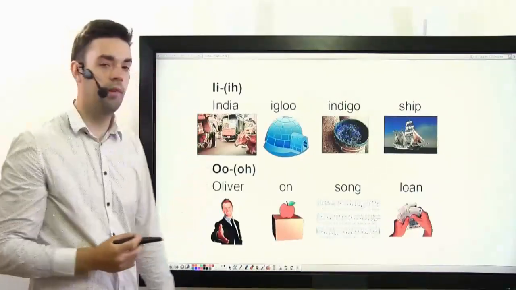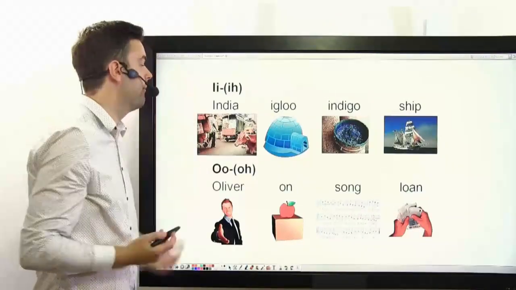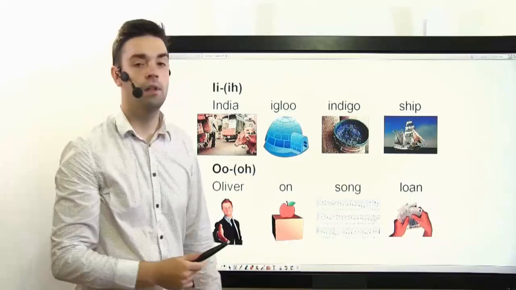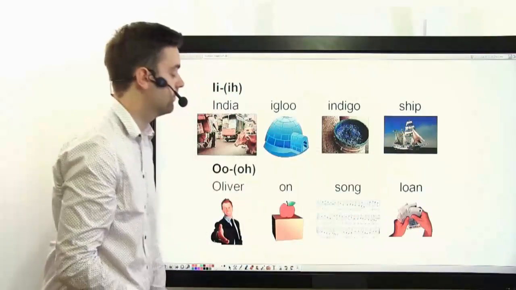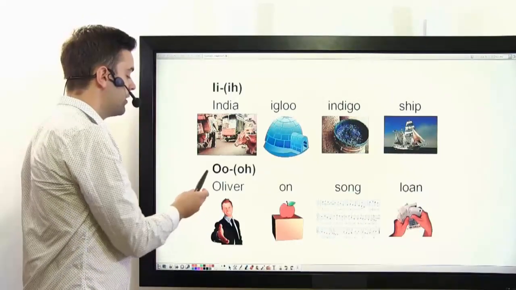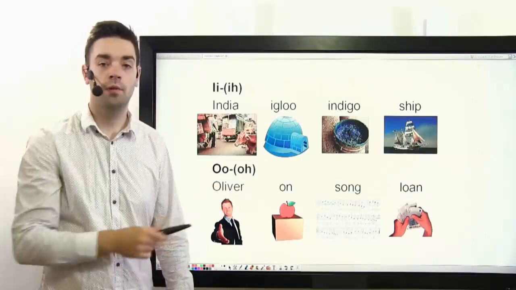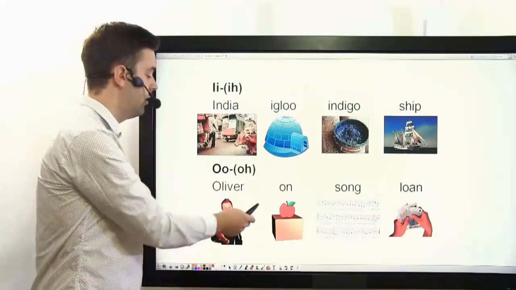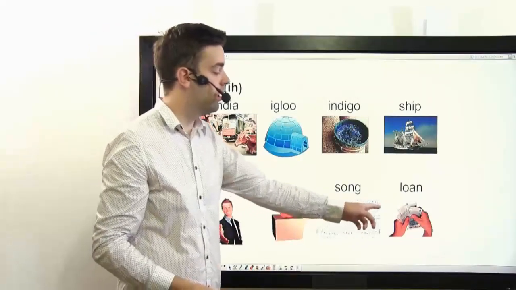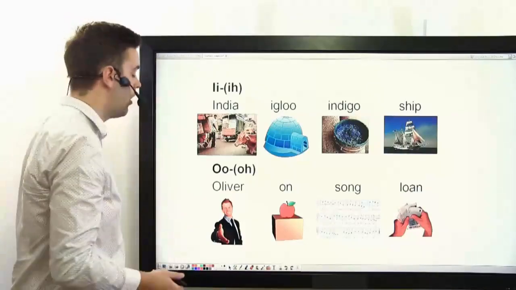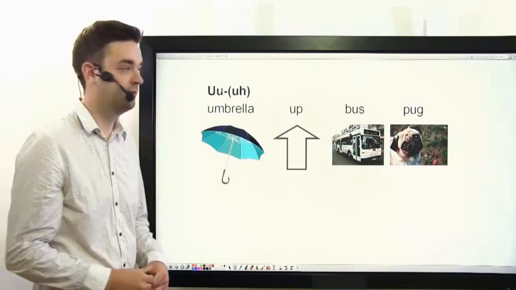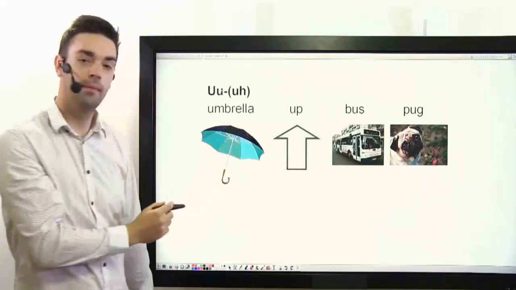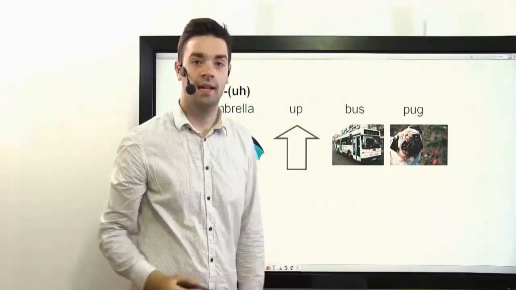Next we've got I, which sounds like I. So it goes up, I. India, igloo, indigo, ship, ship, I. Next we've got O. So O sounds like O. So we've got Oliver, Oliver, on, song, loan, O. Next we've got U, which makes an uh noise. So umbrella, up, bus, and pug.